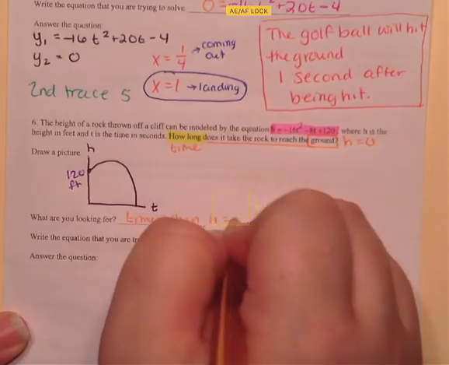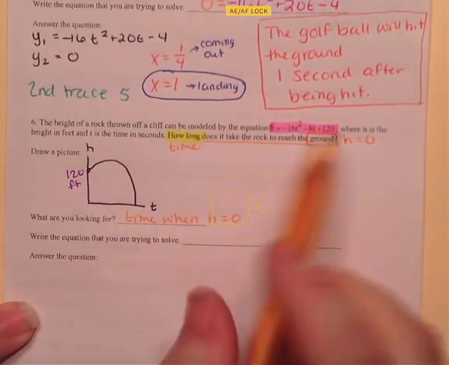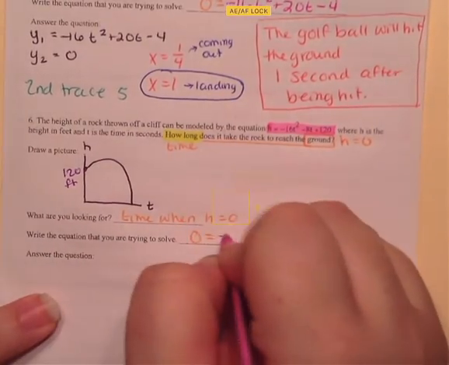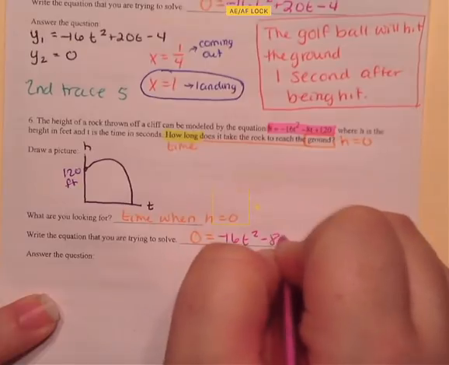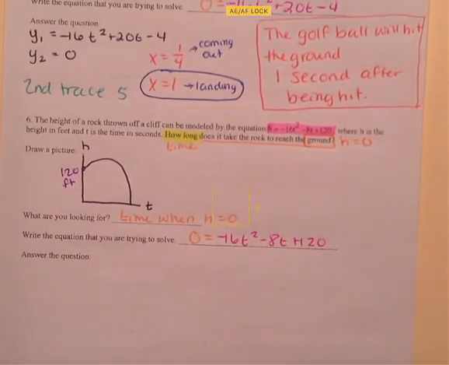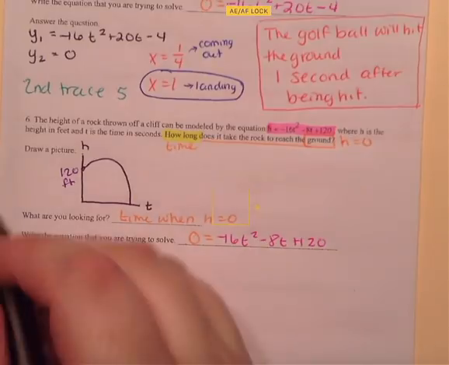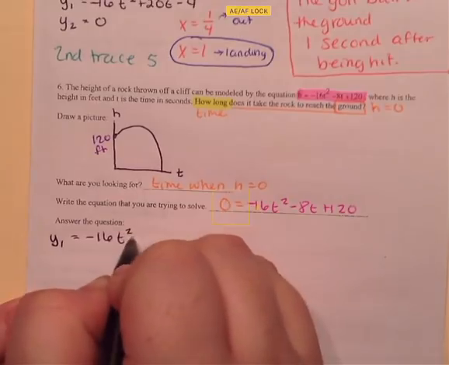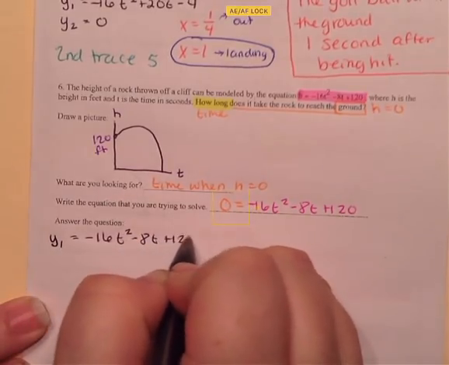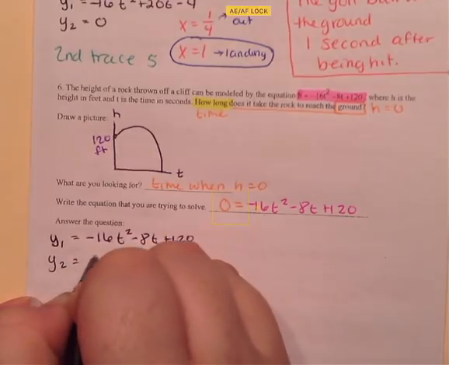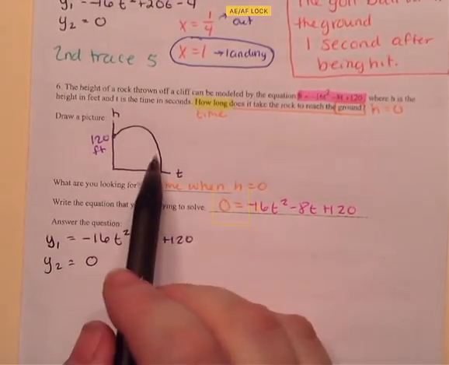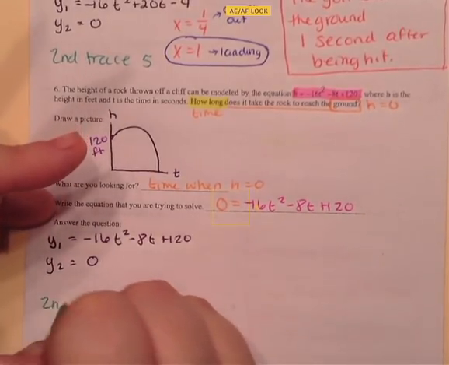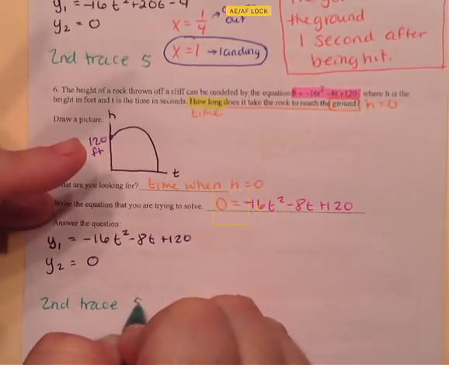when h equals 0. So the equation we can use, we have our h, we can plug 0 in for that, equals negative 16t squared minus 8t plus 120. To answer the question, we're going to use our calculator. Our y1 will equal negative 16t squared minus 8t plus 120, and our y2 will equal 0 because we want to know when it crosses the x-axis. Then we'll go to our second trace 5 in our calculator because we want to know the intersection.